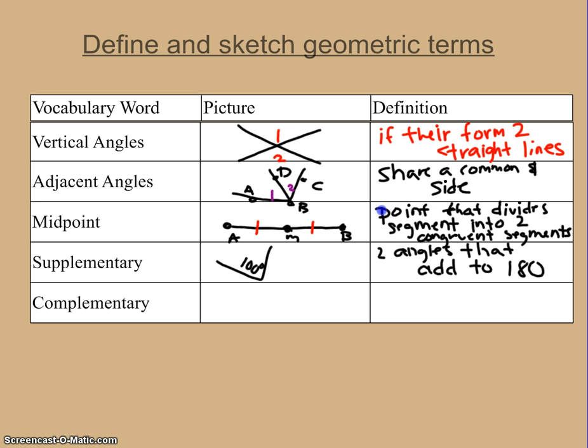So there's one example. Another example would be if I drew one like this, said that that one was 100 degrees, even though it's less than 90, I know. And then if I drew another one like this, and I said that this one was 80 degrees, those two would be supplementary because they would add up to 180 degrees.